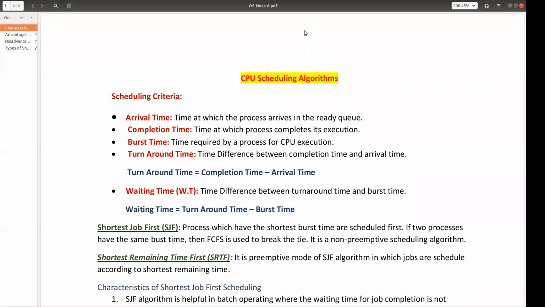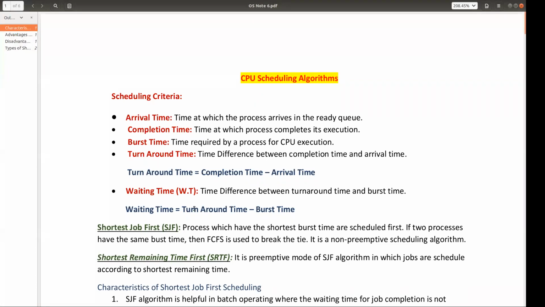Shortest job first, in its simplest term, is a non-preemptive version. Processes which have the shortest burst time are scheduled first. That is the basic thing of the shortest job first algorithm. Among the processes you have, whose burst times are given, the process with the lowest burst time is the one you will implement in the CPU. So that is the simple shortest job first algorithm, which is a non-preemptive algorithm.